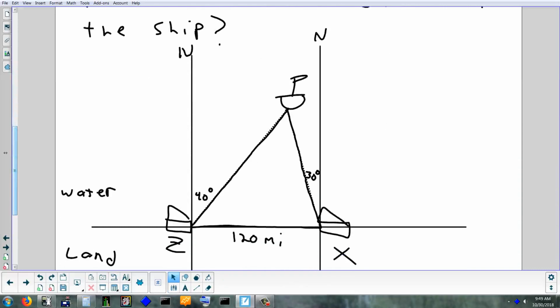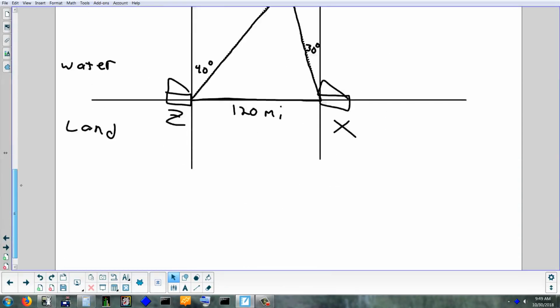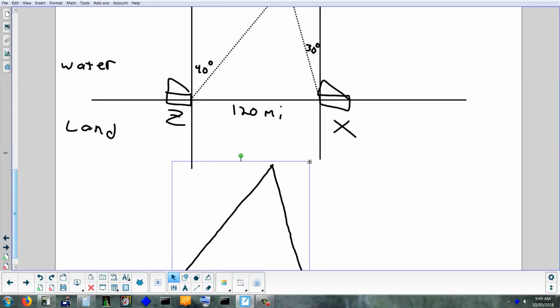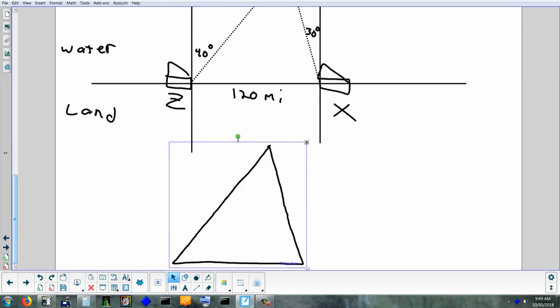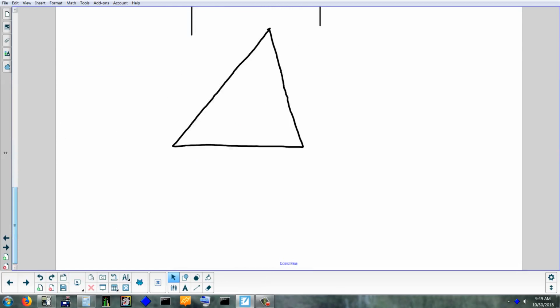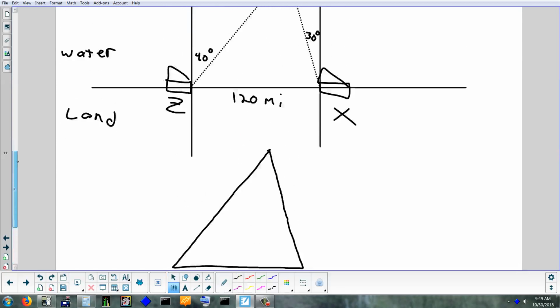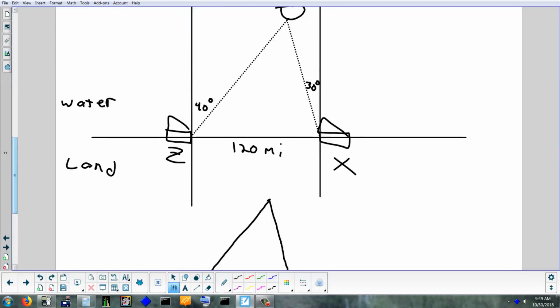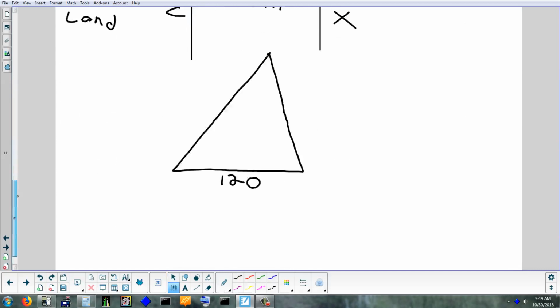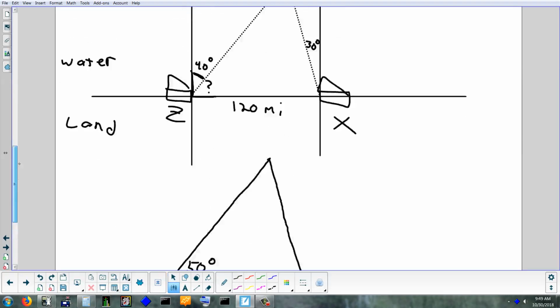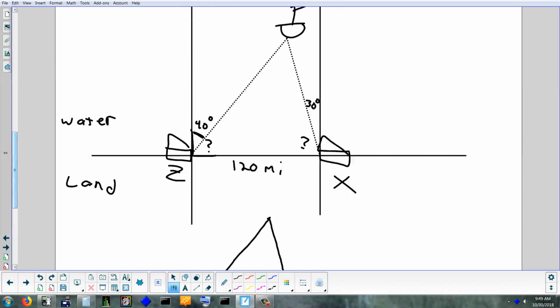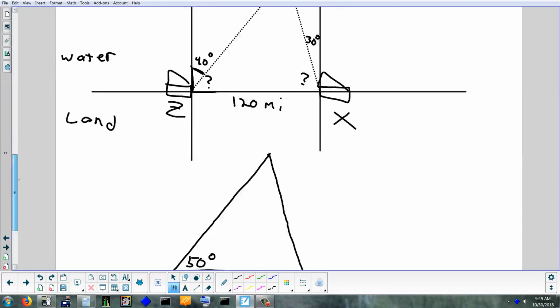Each Coast Guard station to the ship. Okay. Let's take that triangle, move it down here, so we can kind of abstract it out from the problem. And let's see what we know. That's 120. Now, I have the angle outside. I really want the one inside. What's the angle where the question mark is? Yep. 50. We've got a 90 right there. So this is 50. And how about the other question mark? 60.